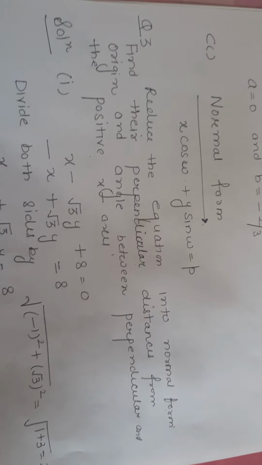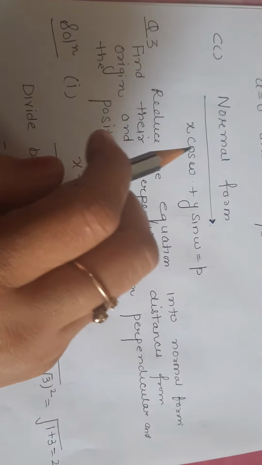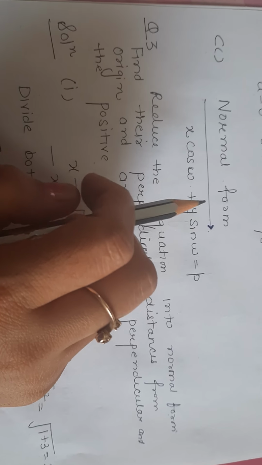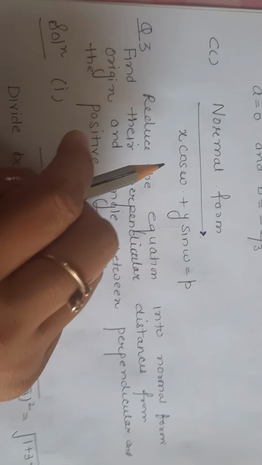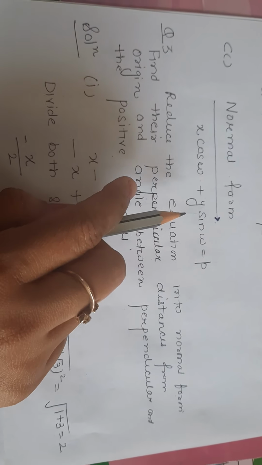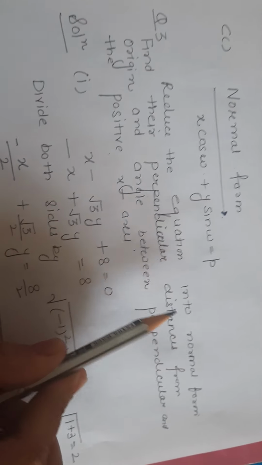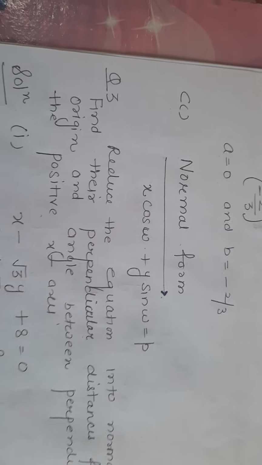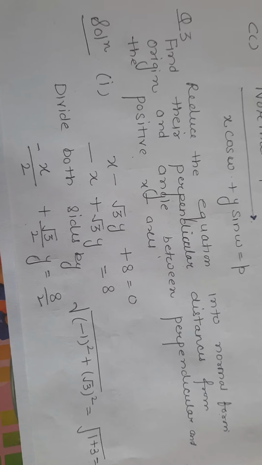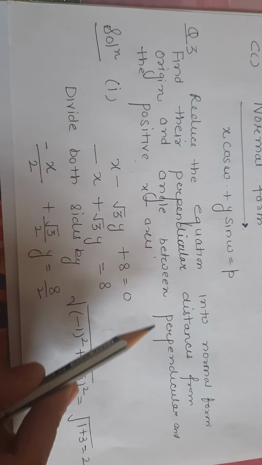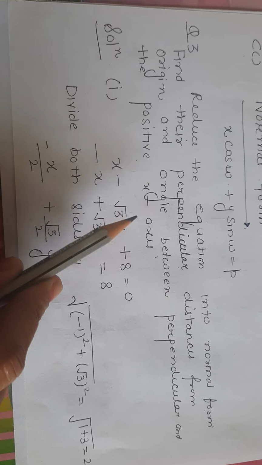Good afternoon, students. In this video, I am going to discuss some more questions from exercise 10.3. Now, we know that the normal form of equation is x cos omega plus y sin omega equal to p. Question number 3: reduce the equation into normal form and then find the perpendicular distance from origin and the angle between the perpendicular and the positive x-axis.